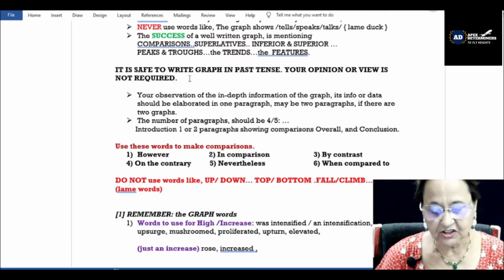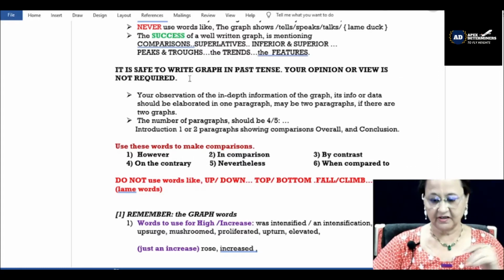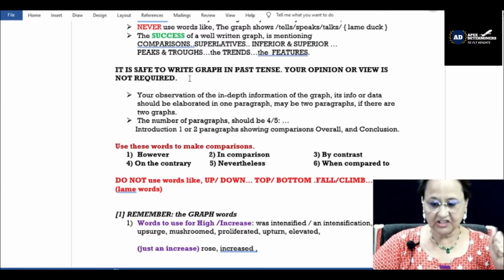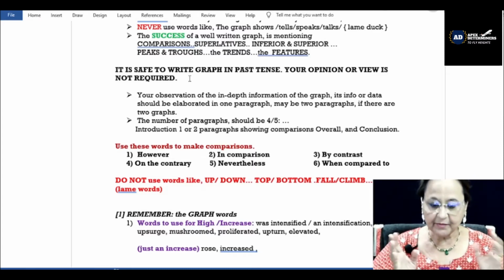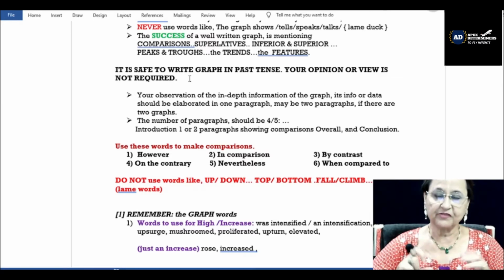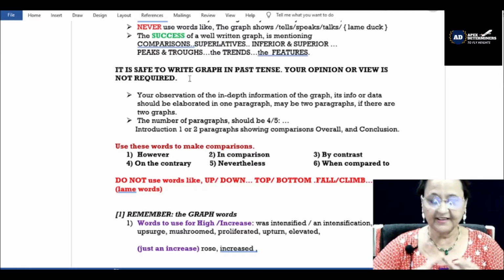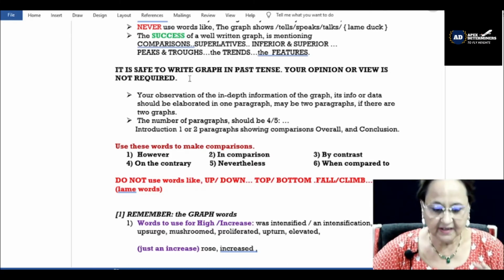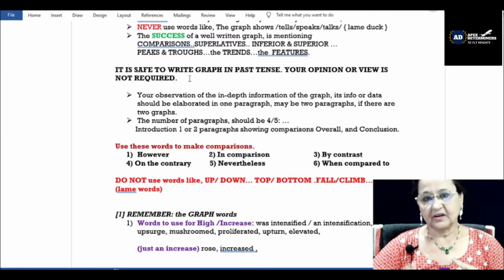Your observation of the in-depth information of the graph, that is the information or the data, should be elaborated in one paragraph. Maybe two if you're describing two different graphs. The number of paragraphs could be 4 or 5. That is introduction, followed by one paragraph, maybe a second paragraph, and then you have the conclusion. So usually it is 4 to 5. Introduction, paragraph, comparisons, overall, and conclusion.